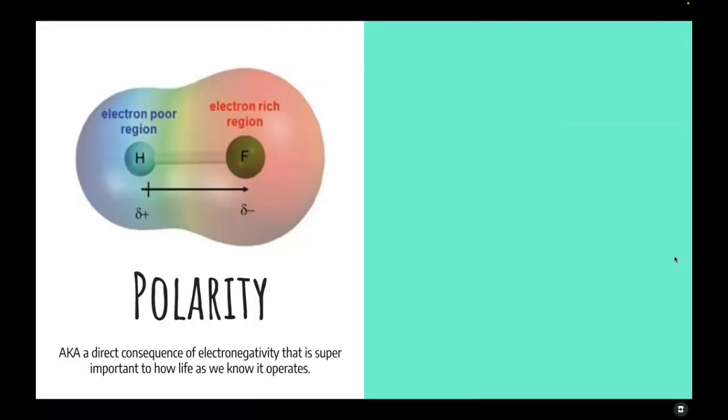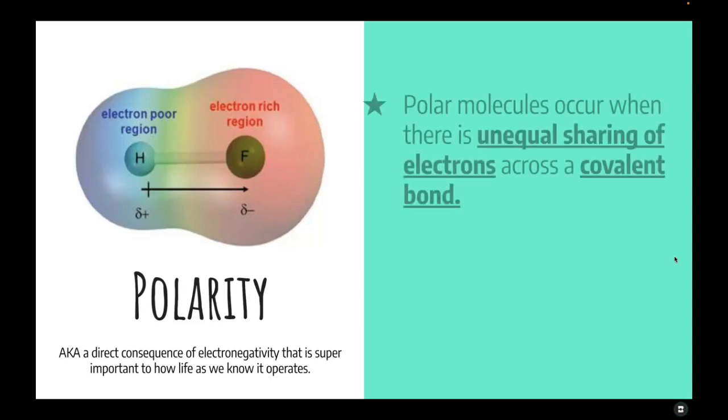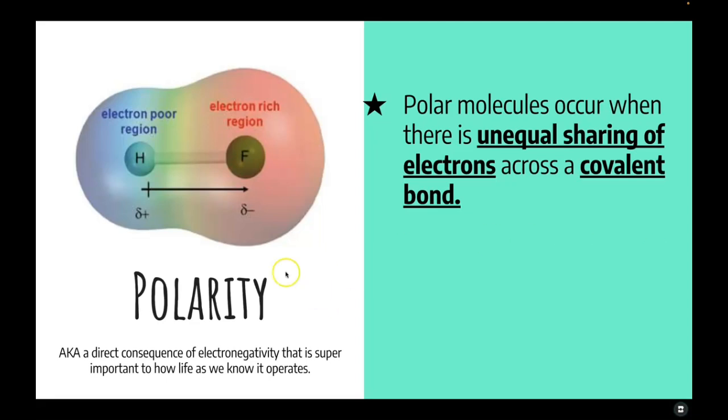All right, let's get into polarity, and this is basically the direct consequence of electronegativity. Electronegativity leads to one of the most important concepts, which is polarity. All right, and so polar molecules occur when there is an unequal sharing of electrons across a covalent bond. So here you could see a partial positive, and here you could see a partial negative. Here it's electron rich, and here it's electron poor, meaning it has fewer electrons. This one has more electrons. That's what it means by rich and poor.